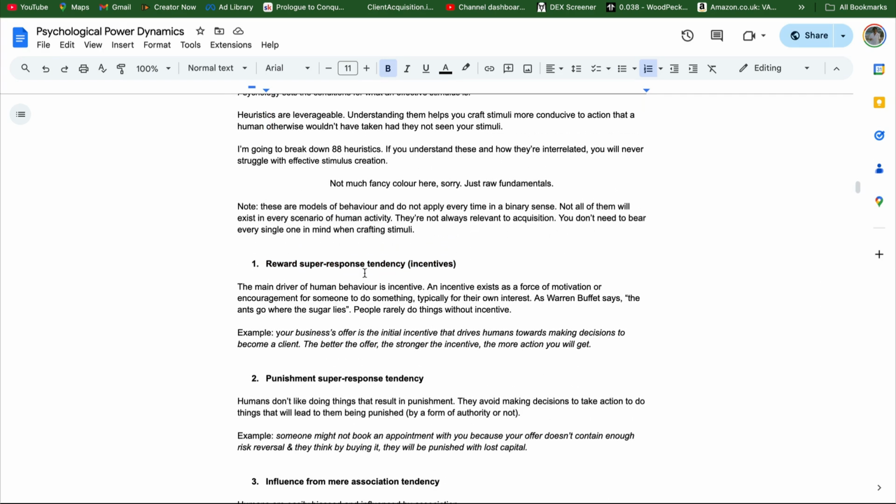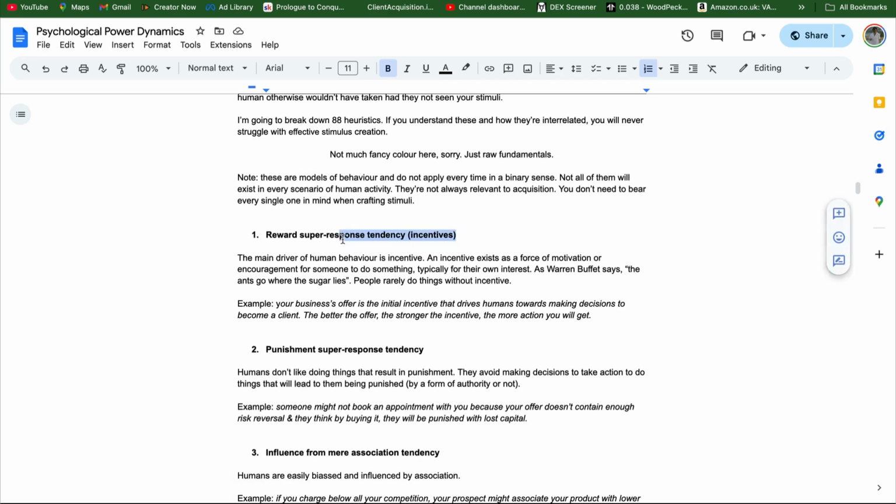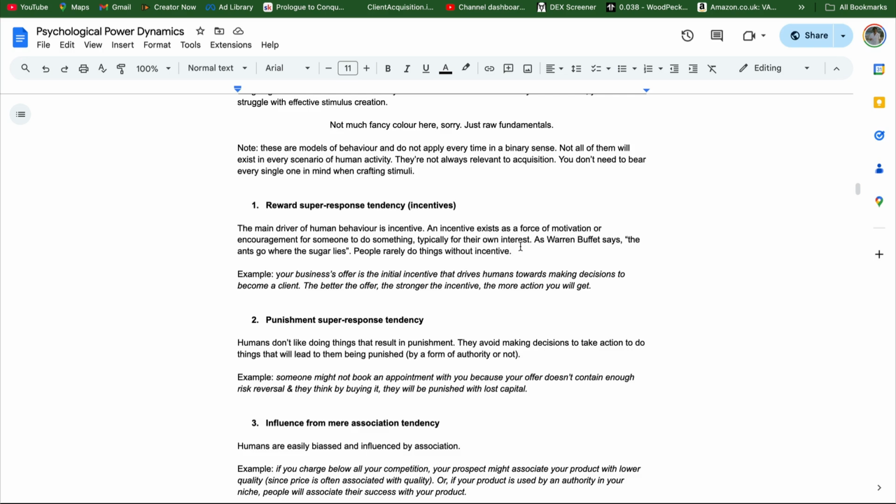heuristic. First cognitive bias is reward super response tendency, so incentives. The main driver of human behavior is incentive. An incentive exists as a force of motivation or encouragement for someone to do something, typically for their own interest. And as Warren Buffett says, the ants go where the sugar lies. People rarely do things without incentive.